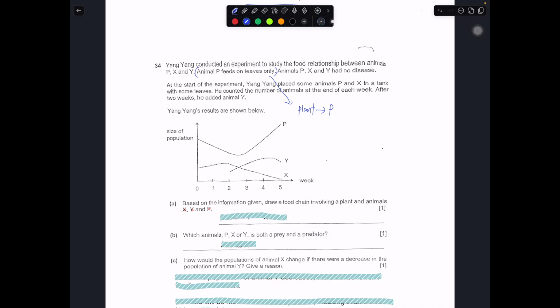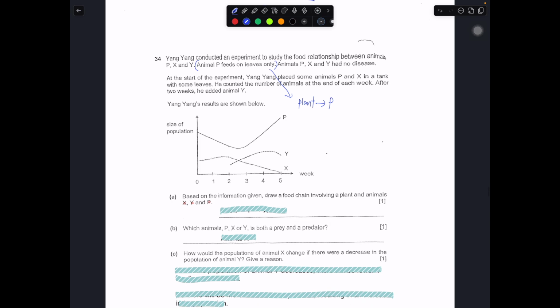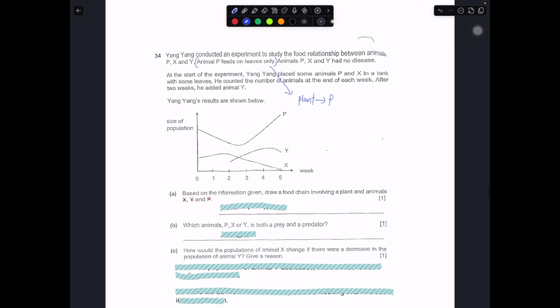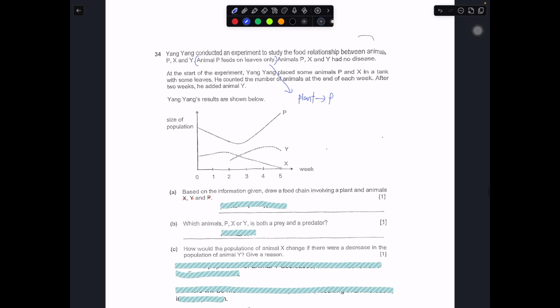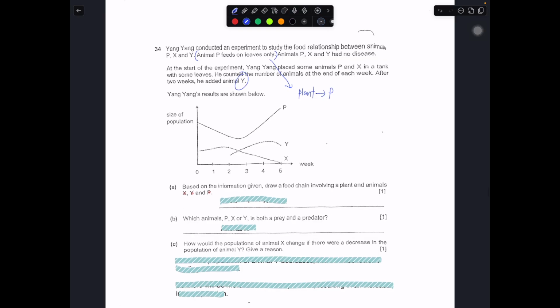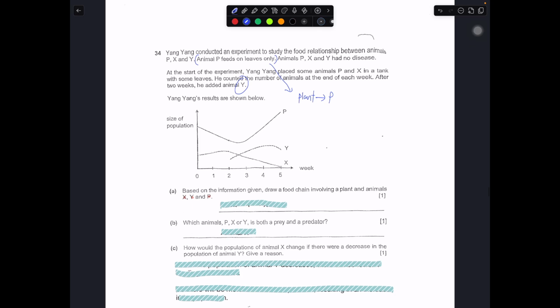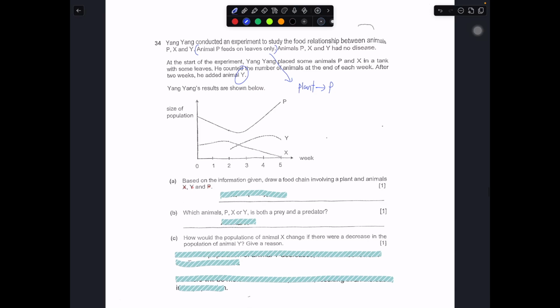Oh, P, X, Y have no disease. At the start of the experiment, Yang placed P and X in a tank with some leaf. So he counted the number of animals at the end of each week, and after 2 weeks he added animal Y. So Y is from the second week onward. So based on the information, draw a food chain involving plant, animal X, Y, P. So in this part, you need to remember that your food chain needs to have 4 organisms: the plant, the animal X, Y, P.